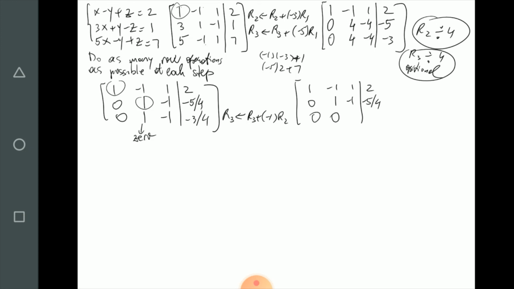And notice that if I do that, this is also 0. And here, like I said, we do -1 minus 5 over 4. So -1 times row 2 plus row 3, which is -3 over 4. So that makes it 2 over 4, which is 1 over 2.